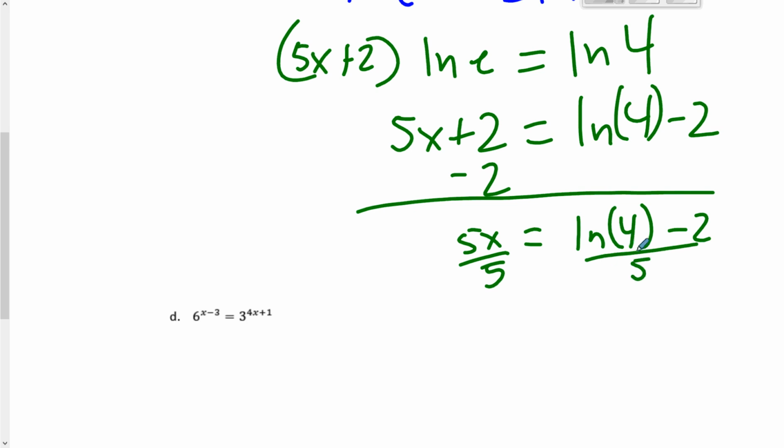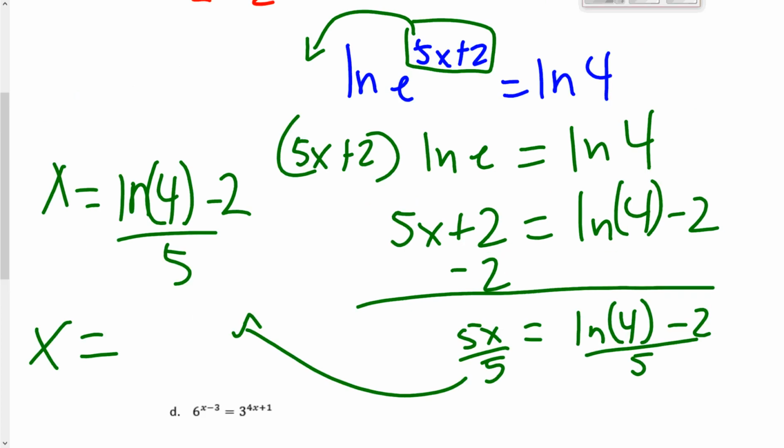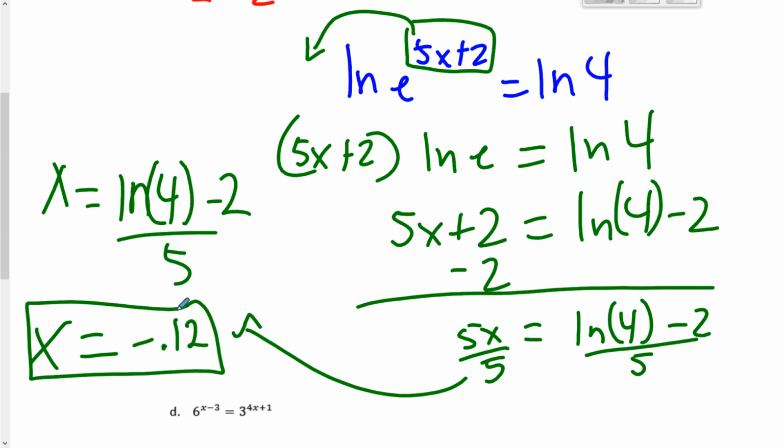Then I want to divide that by 5. So x is equal to ln of 4, then I'm going to subtract 2, and then I'm going to divide by 5. So x is equal to negative 0.12. And plug that back in. Remember, when you plug these ones back in, because I rounded, it's not going to be exactly correct, but it's going to be pretty close.